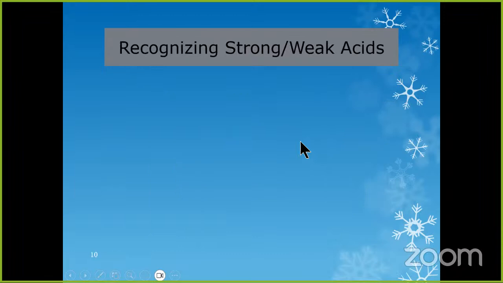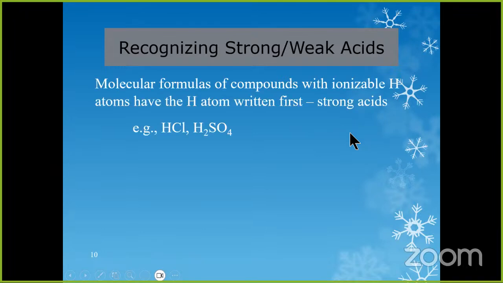So this begs the question, how do we recognize strong acids and weak acids? Because some problems you'll be given where it's important for you to make a distinction between those 2 types of acids. Well, typically strong acids are written in their formulas with the hydrogens appearing first, such as these 2 examples right here, but not necessarily so.